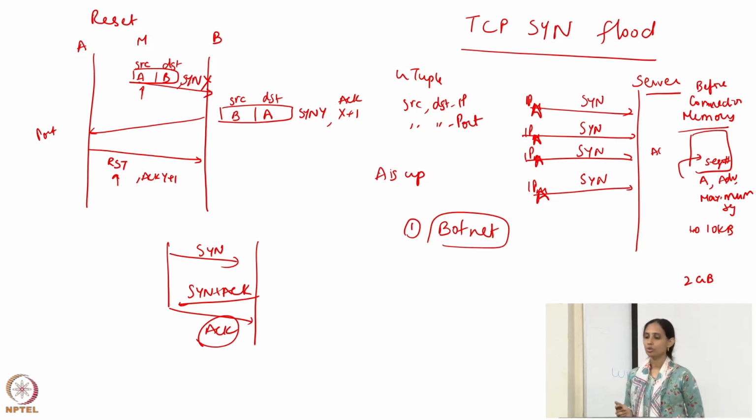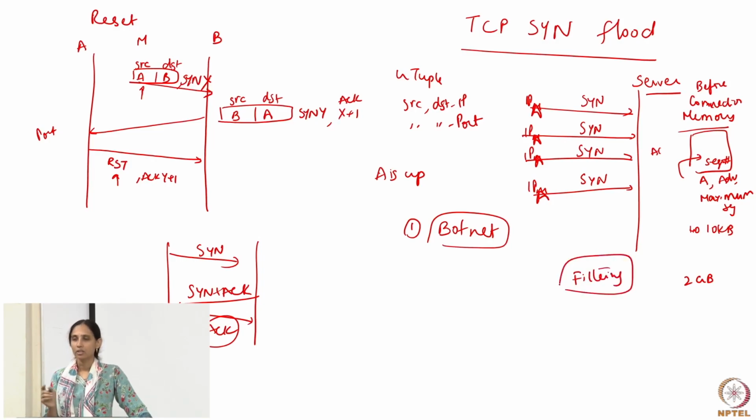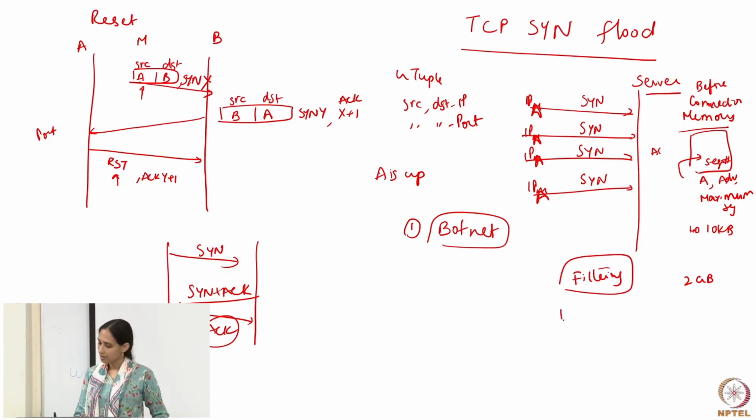Now, what is the solution to this? How do you defend against a TCP SYN flood attack? One, as I said, is filtering, but this will only work if you are launching the attack from one single IP address. The other suggestion is to increase the amount of memory. Will that help?